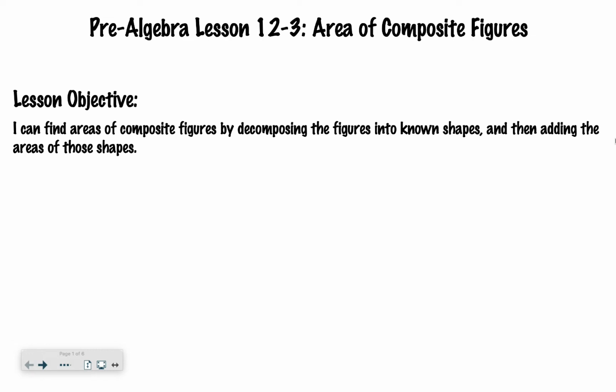So first of all, let's talk about what the word composite means. Composite is when you have more than one thing put together. So in this case, it might be that a square and a triangle are put together to form a new shape. But we can find the area of that shape by finding the area of the square and finding the area of the triangle separately and then adding them together, okay? So that is what this whole lesson is about, finding the area of smaller shapes and adding them together to find the area of a larger shape.